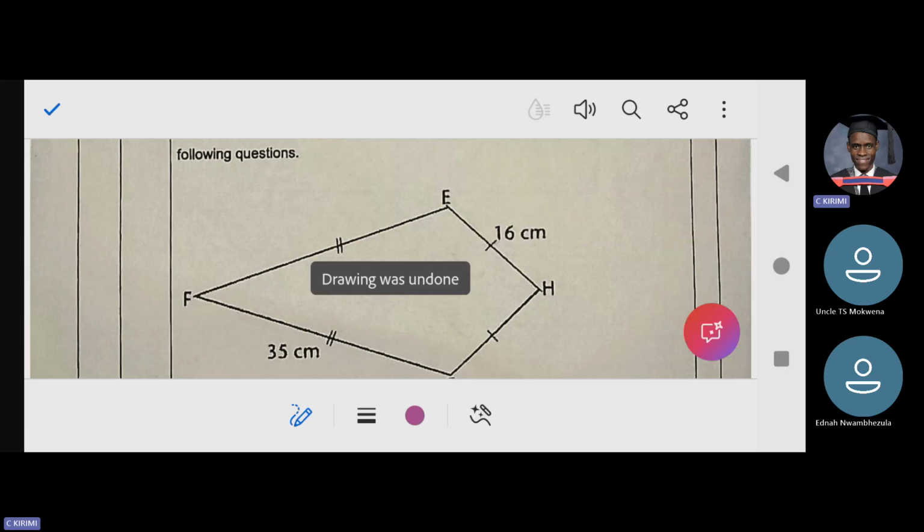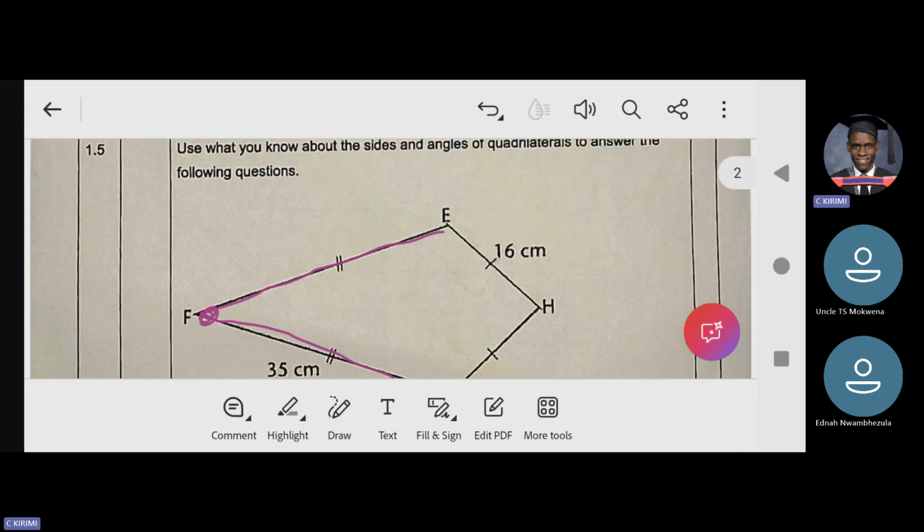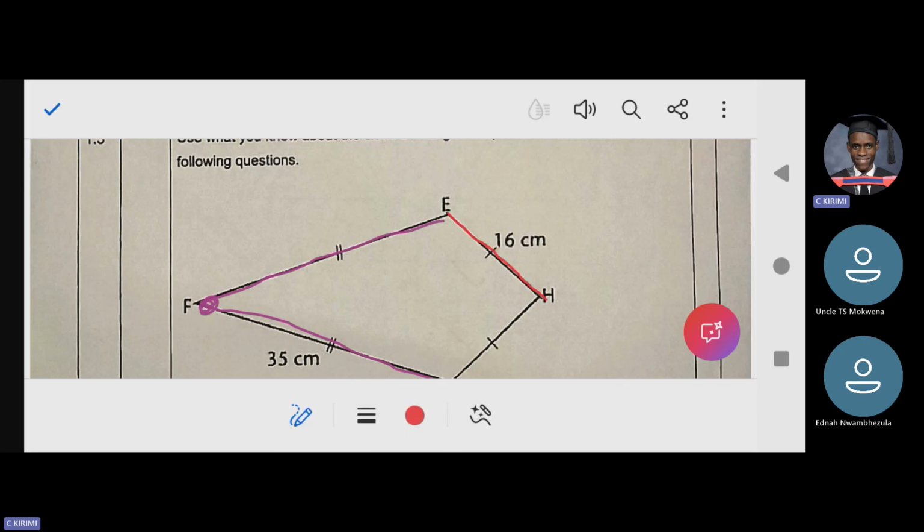But for this shape which you are having, it's a kite. And the properties of a kite tell us that only adjacent sides are equal. What do we mean by adjacent sides? These two sides which are sharing the same corner F, they are equal. And also those two lines sharing this same corner, which is EF and this, they are also equal. But the opposite sides are not equal on a kite, meaning this side is not equal to this side.